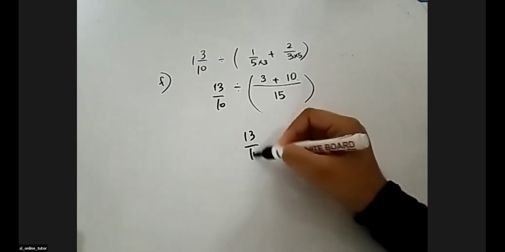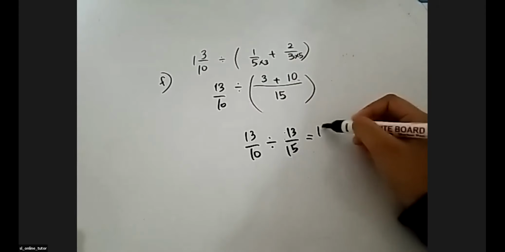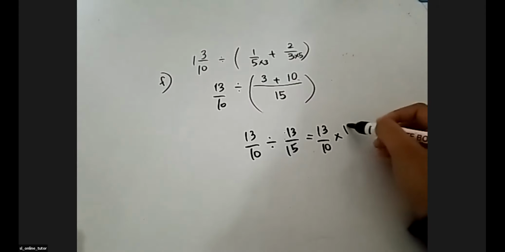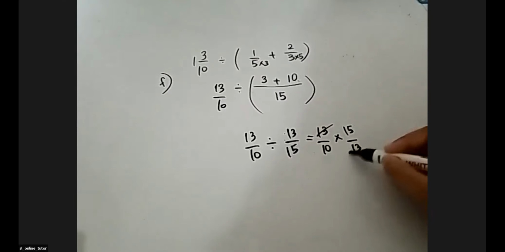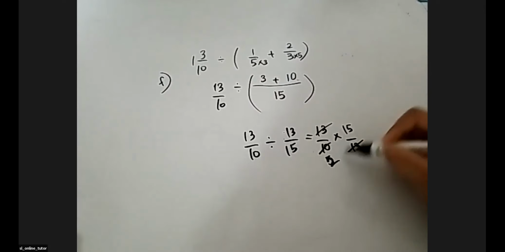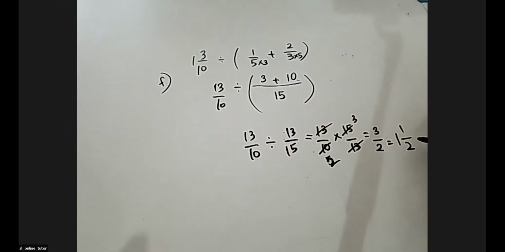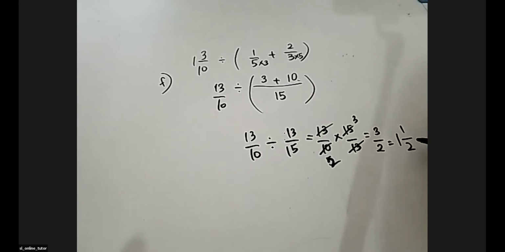So 13 upon 10 divided by 13 upon 15. So you are getting the reciprocal, 13 upon 10 into 15 upon 13. 13 and 13 cancel. So here 5 times 2 and 5 times 3. So the final answer becomes 1 upon 2. Check your answer in the fractions paper.